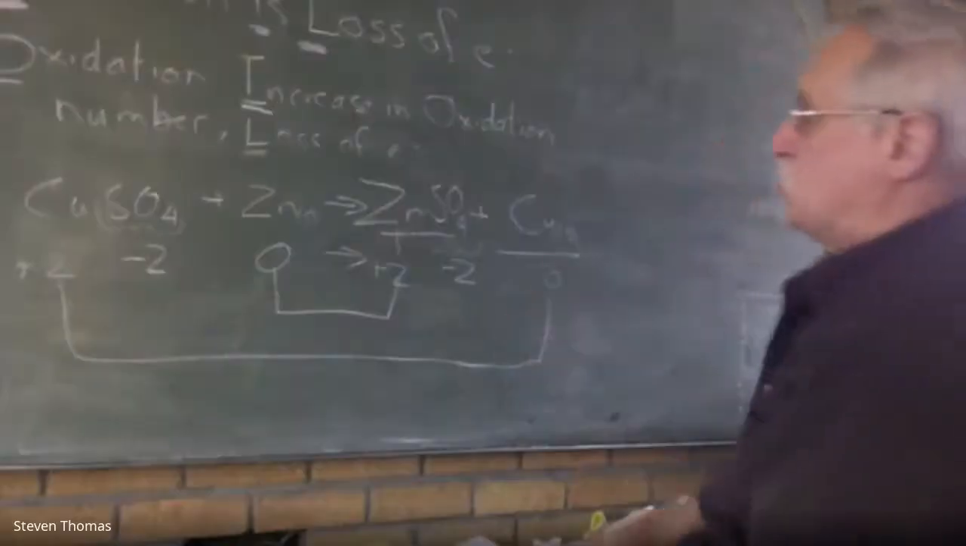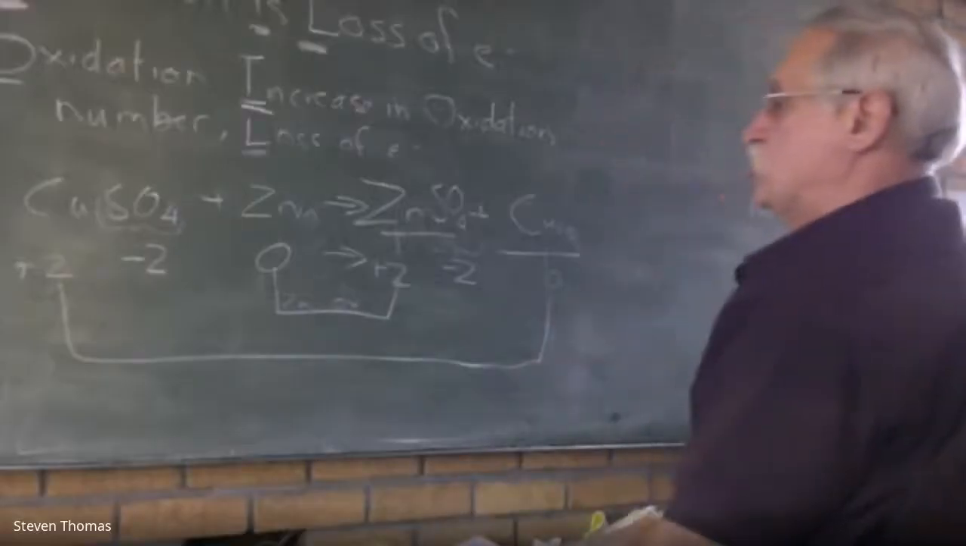Okay, so what is oxidized and what is reduced? Which of those is oxidized? Let's say zinc is oxidized. And what is reduced? Copper.